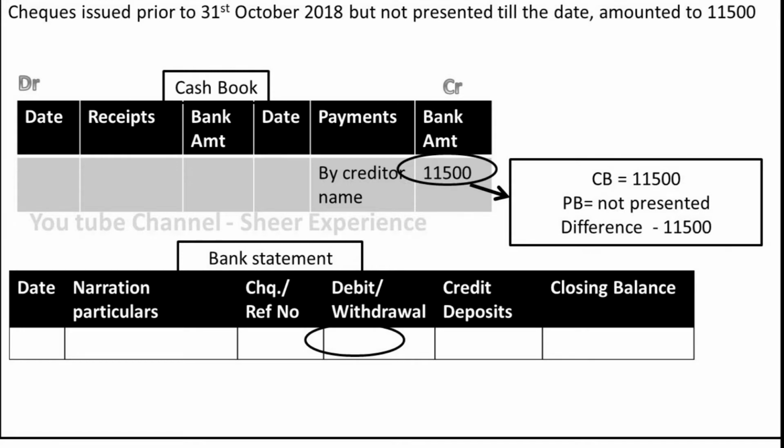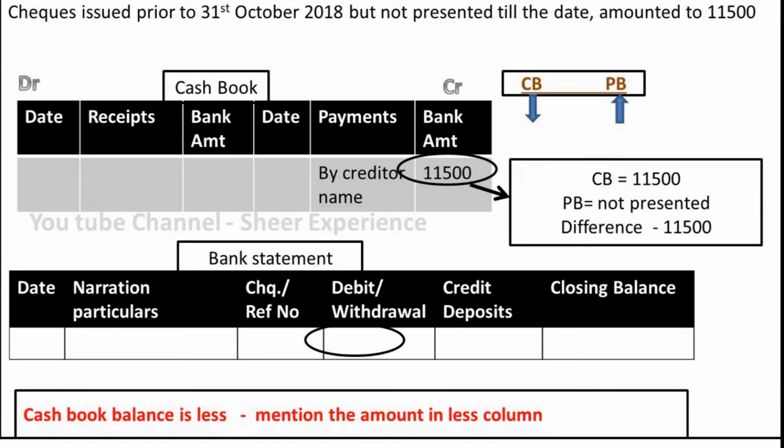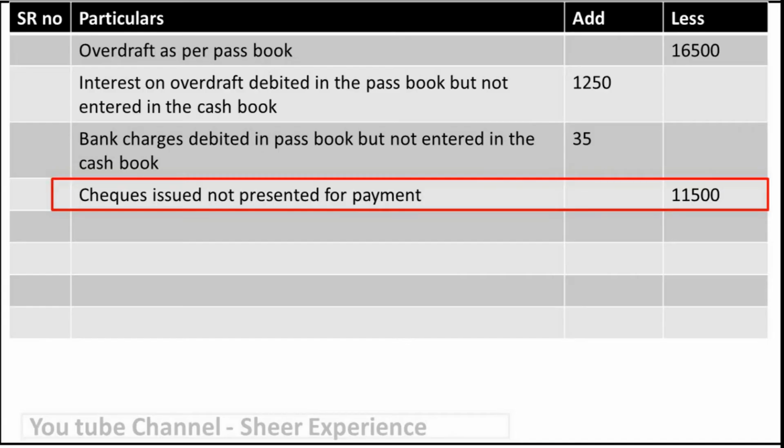If the difference amount is related to payments, it always decreases the closing balance. So here in the cash book, balance is less than passbook balance. I am preparing the bank reconciliation statement with overdraft passbook balance, so I refer to the cash book balance. Here cash book balance is less, so I'll mention this 11,500 in the less column. In the particulars column: checks issued not presented for payment.